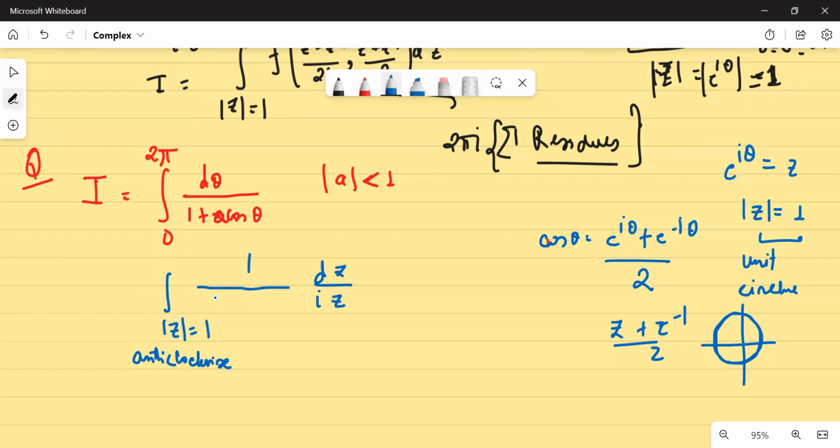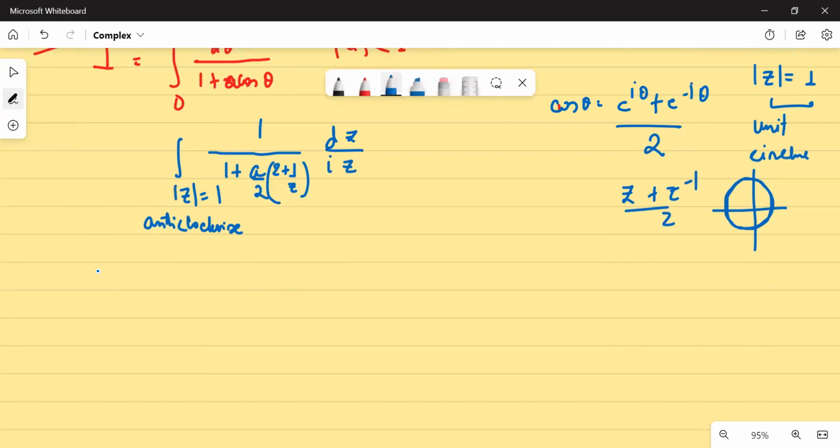This will become 1 plus a. I think this will be z plus 1 upon z divided by 2. Is that clear? And overall, what you will get is closed integration mod z equal to 1. I'm not writing anti-clockwise, that you can remember in your head. So this will become 2z upon, divided by, I think this will be z square. I will write 2z. So somewhere there will be 2z.